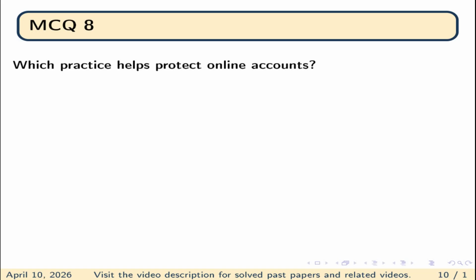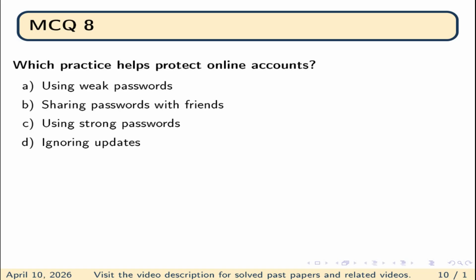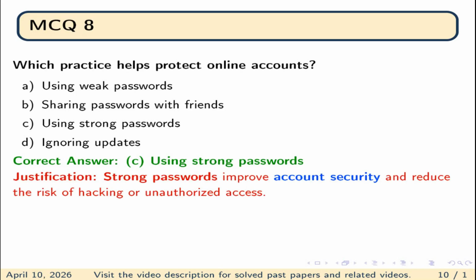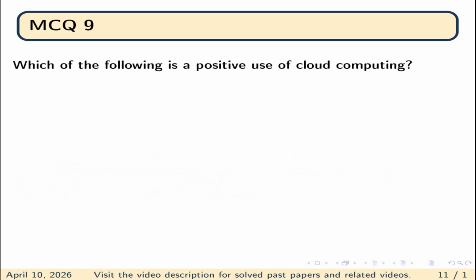Which practice helps protect online accounts? Using weak passwords, sharing passwords with friends, using strong passwords, ignoring updates. Correct option is using strong passwords. Justification: strong passwords improve account security and reduce the risk of hacking or unauthorized access.